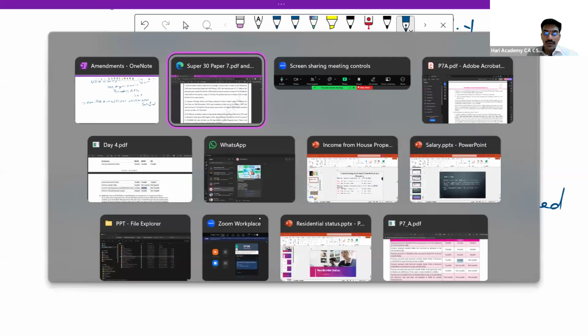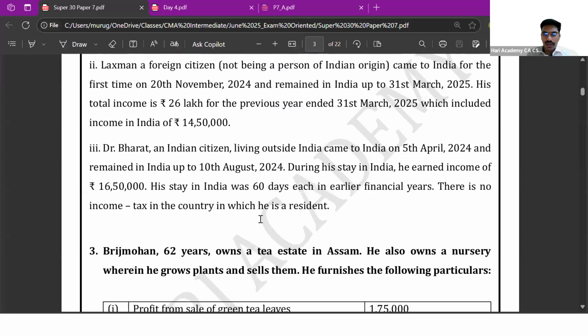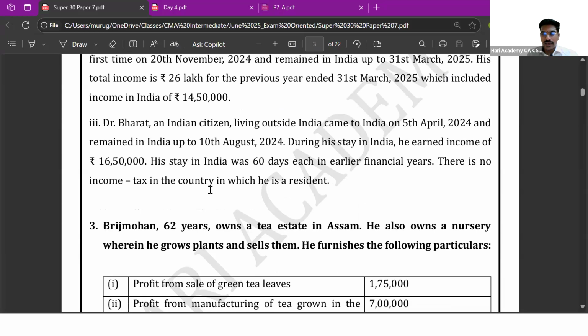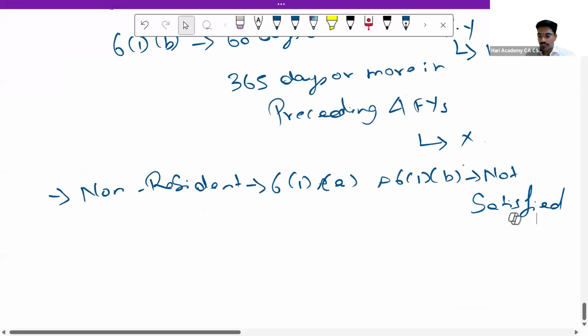Now let us move to the third part of the question. Dr. Bharat, an Indian citizen living outside India, came to India on 5th of April 2024 and remained in India up to 10th of August 2024. During his stay in India, he has earned an income of 16 lakhs 50,000. His stay in India was 60 days in each financial year. There is no income tax in the country in which he is a resident. This is an important question.